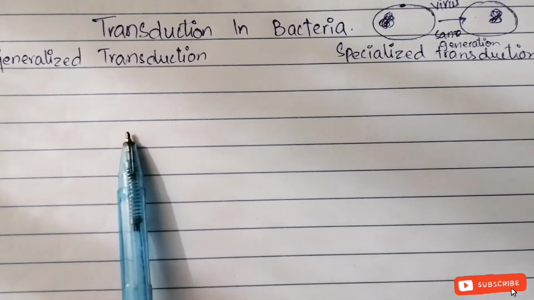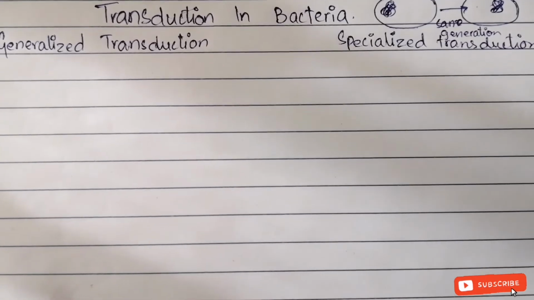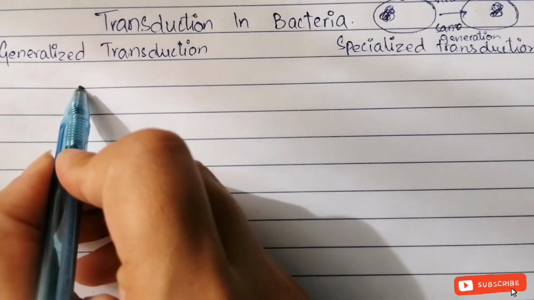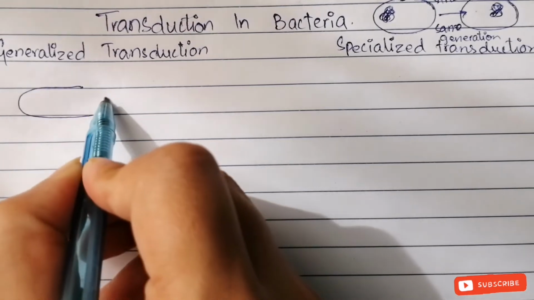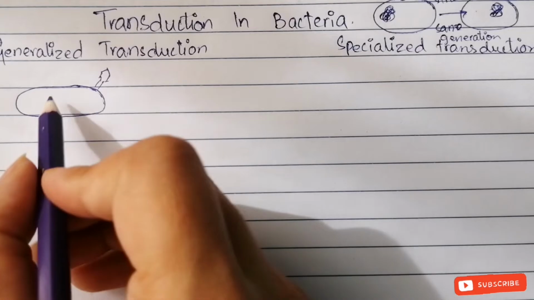Let's discuss the whole process so we can easily understand these terms. In generalized transduction, first of all, suppose there is a bacterial cell. We all know that the bacterial cell is affected by a virus. The virus which affects bacteria is named bacteriophage.